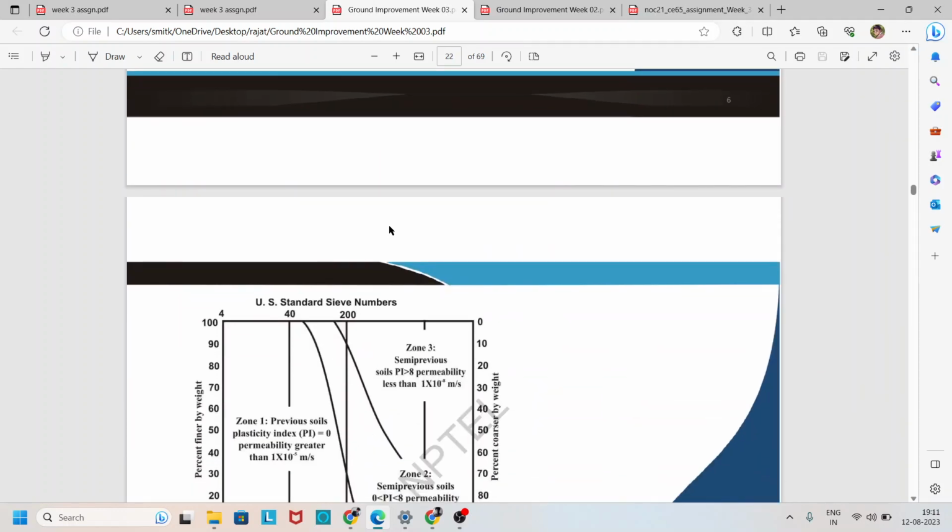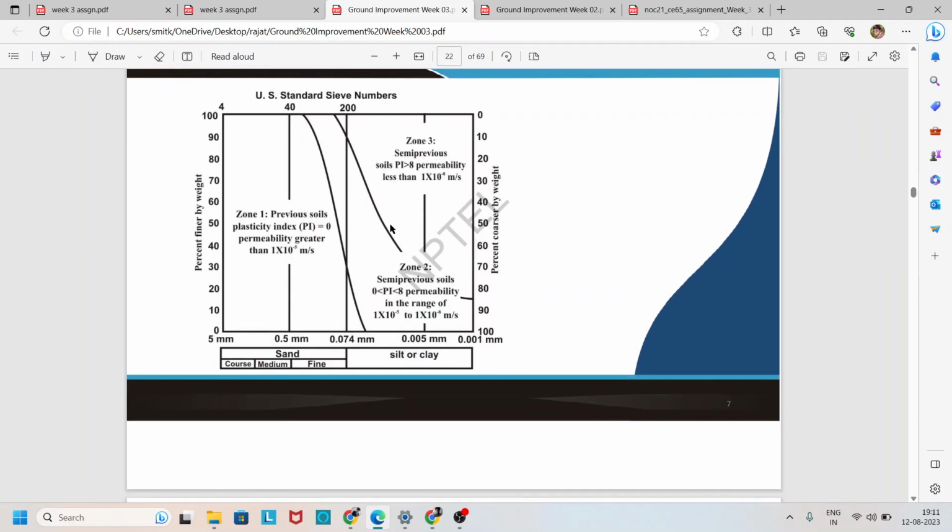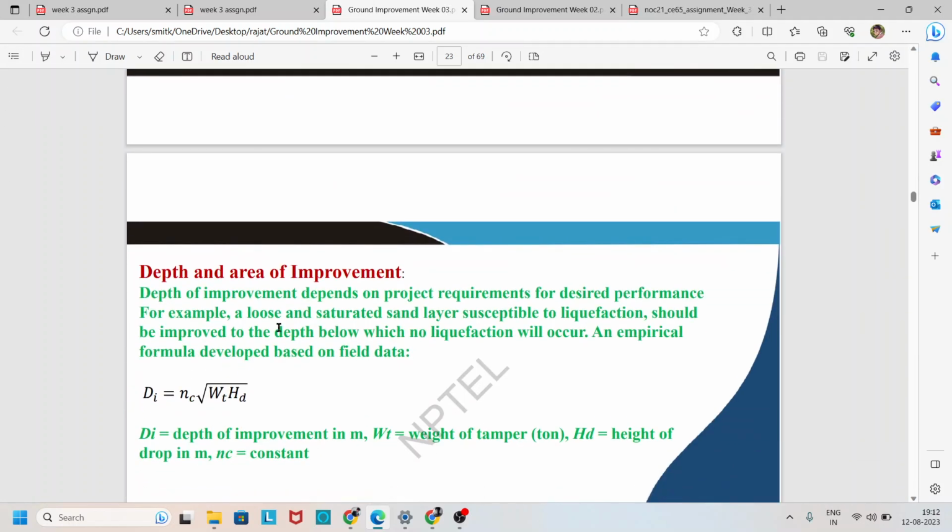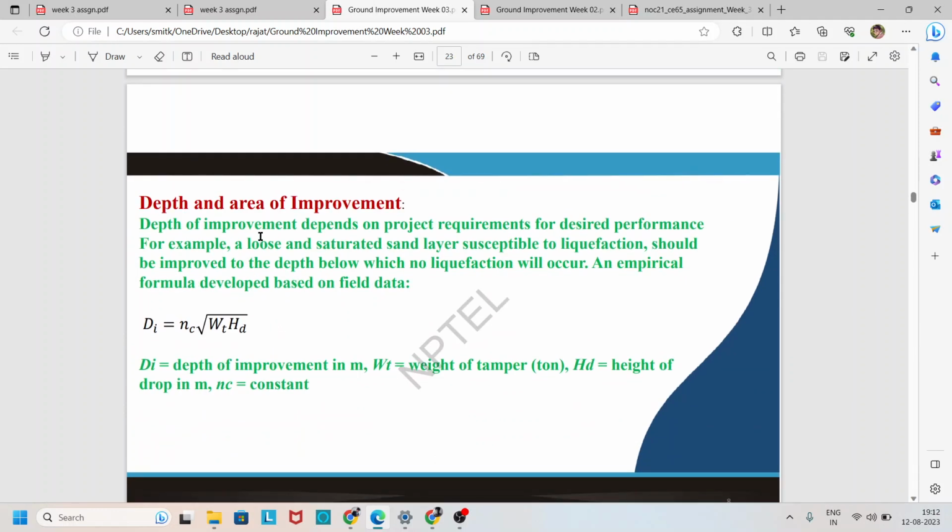In the next slide it shows the percentage finer by weight by the particle size distribution. It shows the different geomaterials classified based on particle size and plasticity index. So now we discuss the depth and area improvement. In depth improvement, we use one empirical formula.